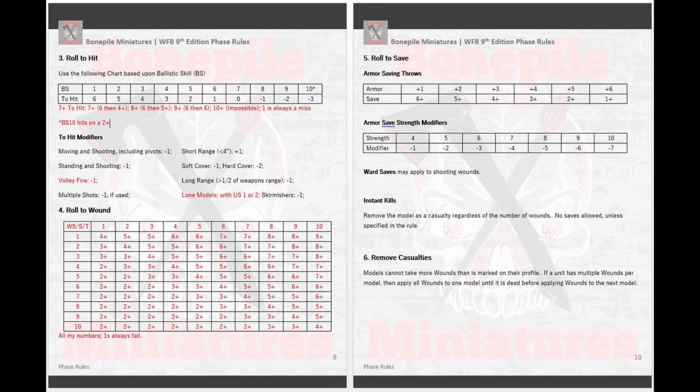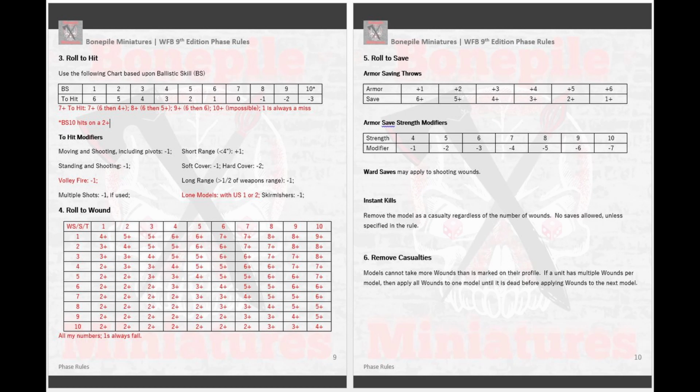Okay, so now on this next page of shooting, looking under the roll to hit, there is a line under the first chart that defines how to roll a 7+ or an 8+ or a 9+ on a D6 roll. And those applications will come up very shortly. And then I added a couple more shooting modifiers.